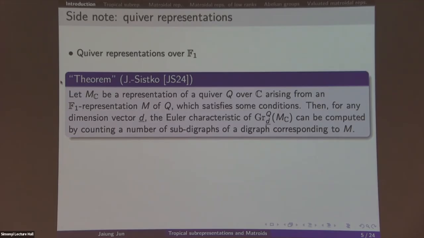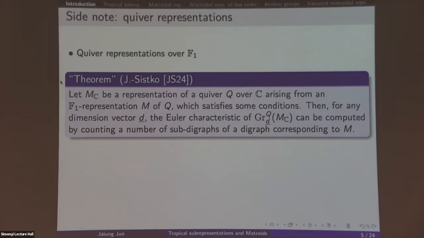Now there is another side note, because before I actually started working on this representation theory in the tropical setting, I started with quiver representations over F1. A quiver is nothing but a digraph or directed graph. And a quiver representation means that you put a vector space at each vertex and a linear map at each arrow. All of that data defines a quiver representation.